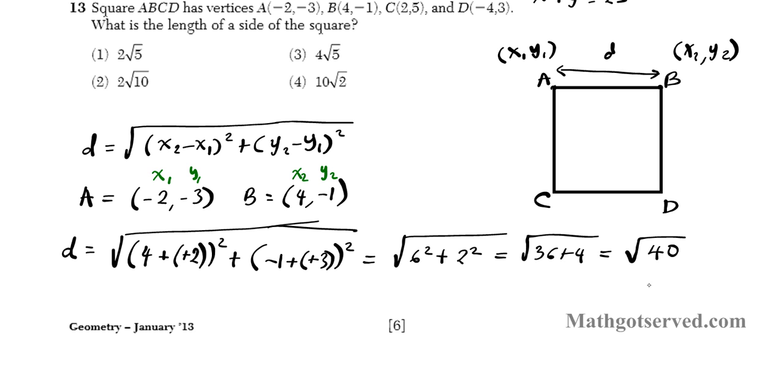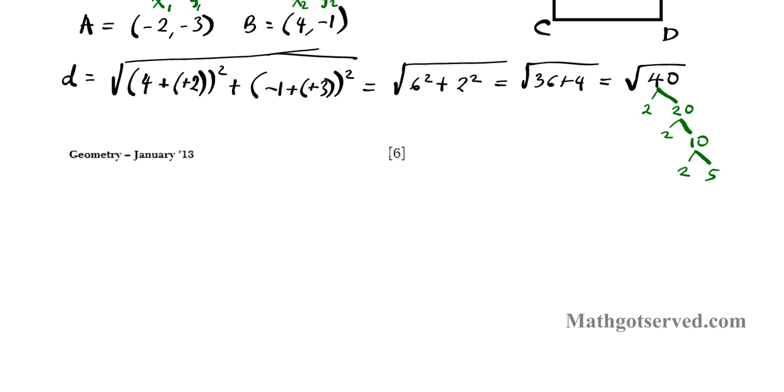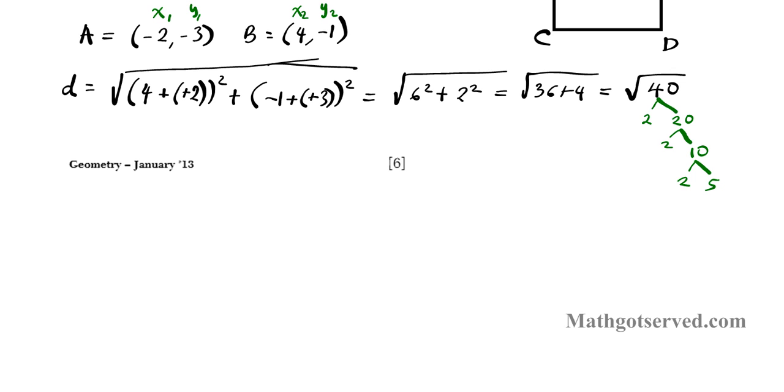So let's break this down. 2 goes into 40, 20 times. 2 goes into 20, 10 times. 2 goes into 10, 5 times. Okay, so since we're taking the square root, any factor that repeats can be grouped together and comes out as one. So if you have 2 times 2, what is the square root of 2 times 2? The square root of 2 times 2 is just 2. So these two 2's come out as a 2.